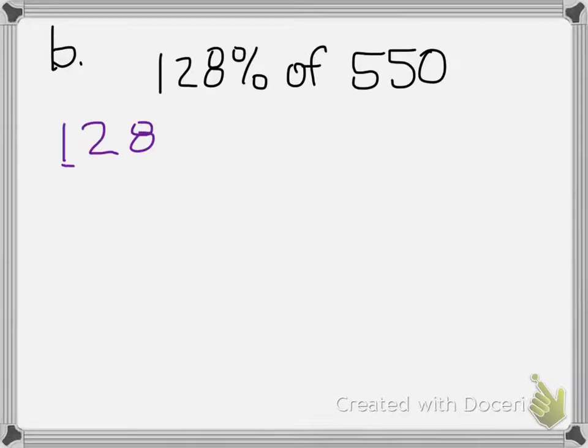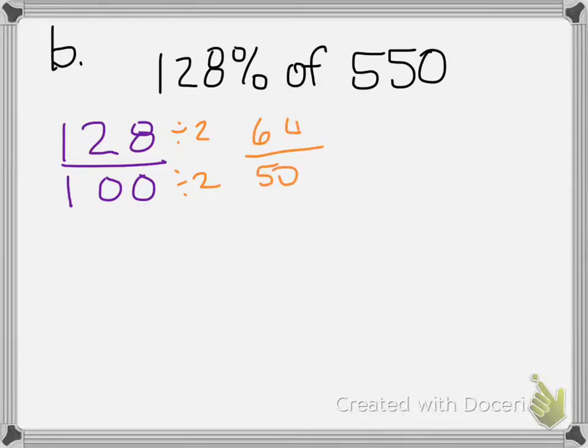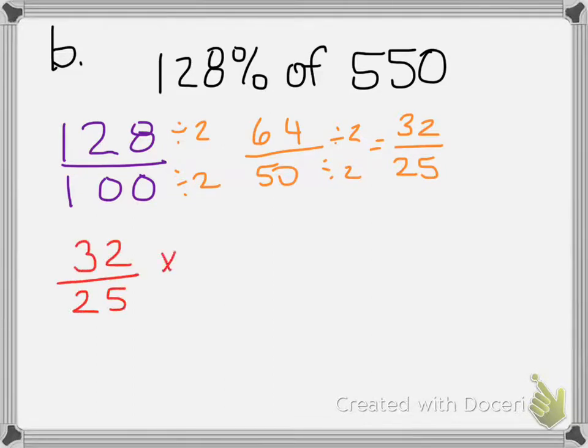All right, so you should have written 128 per 100, and then you're going to want to simplify that. You're going to do that. I divided out by 2 first, and then I believe I divided by 2 again. And I came up with 32 over 25. So once you have that fraction, you're going to then multiply that 32 over 25 by 550.